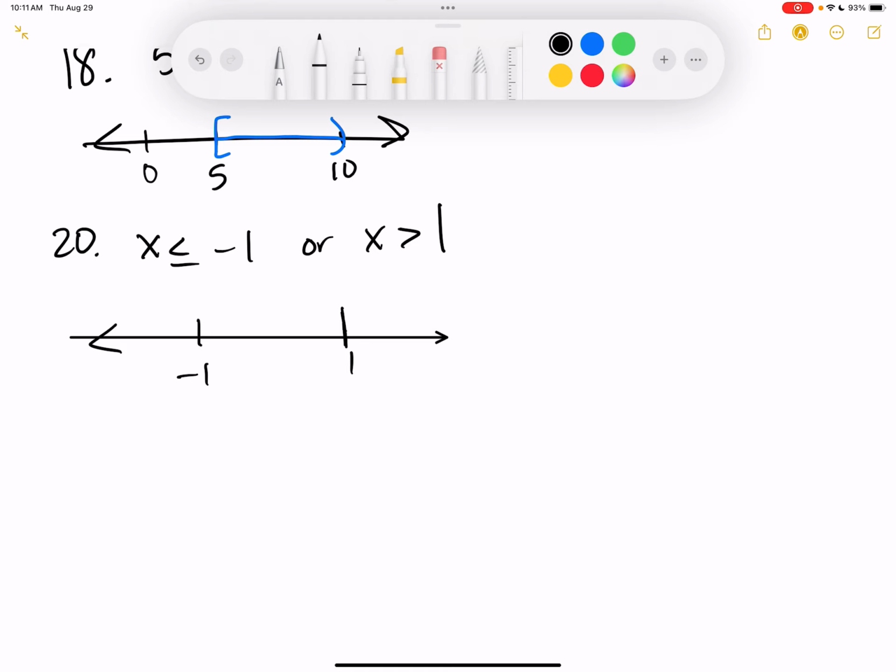Alright, what's happening on this one? You're gonna bracket the -1 and put the line going to the left, and then you're gonna put a parentheses on the 1, and the line's gonna go to the right. Yeah, so that's a bracket opening to the left on the -1, parentheses going to the right on 1. You're okay. We'll put it on the line.